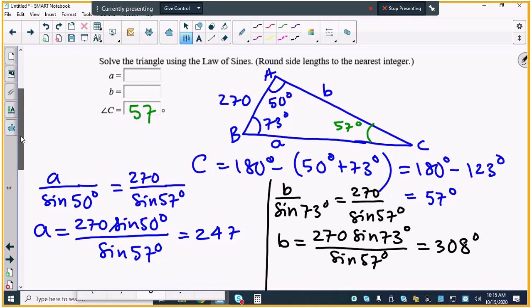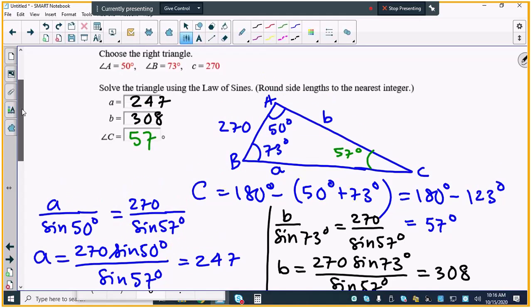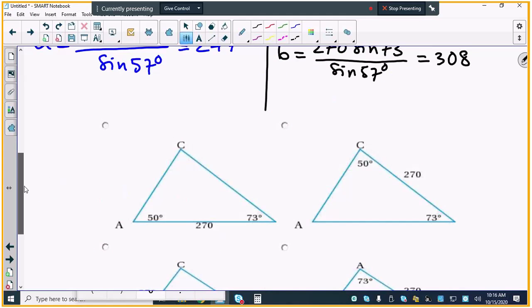So we'll say small a, the side, is 247. Small b, the side, is 308. For some reason I have put the degree notation there. It's the length of the side, there is no degree there. Alright, so we have answered this question now.